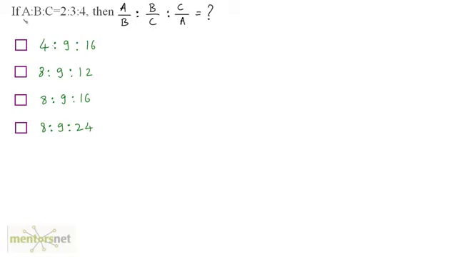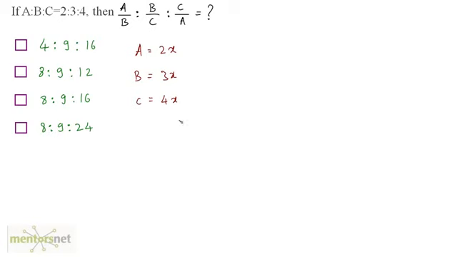You have been given the ratio of A is to B is to C as 2 is to 3 is to 4, and you have to find out what is A by B is to B by C is to C by A. Now you have been given the ratio of A, B and C as 2 is to 3 is to 4. So you can always write this as A equals 2x, B is equal to 3x and C is equal to 4x. And this x is basically the highest common factor of A, B and C.